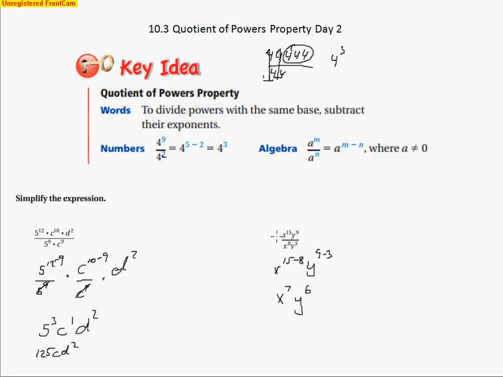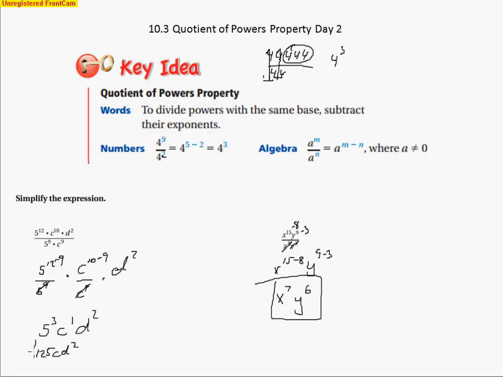Again, you can see it if you write out 15 x's on top, 8 x's on the bottom. These 8 x's will cancel out 8 x's on top. Same thing here. Y to the 3rd is going to cancel out 3 y's on top of the fraction. That's why I've got 7 x's left on top, 15 minus 8, and 6 y's on top as well. Y to the 9th minus 3 y's will leave me with 6 y's.